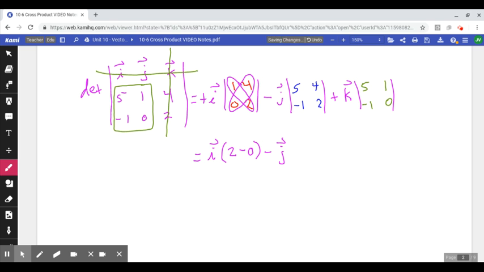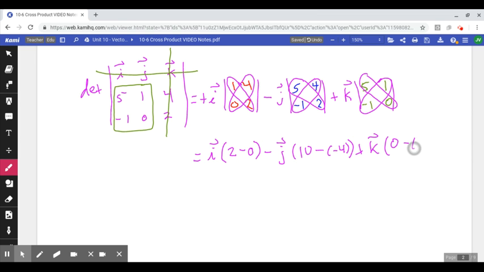We'll do the same thing here. So we'll do 5 times 2, that's 10, minus, and then now we're going to need upper right to bottom left, so that's actually going to be negative 4, plus vector k. We'll do the same exact thing here. So we got 5 times 0, which is 0, minus negative 1 times 1, which is negative 1.